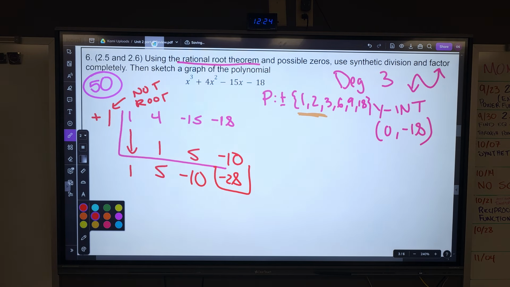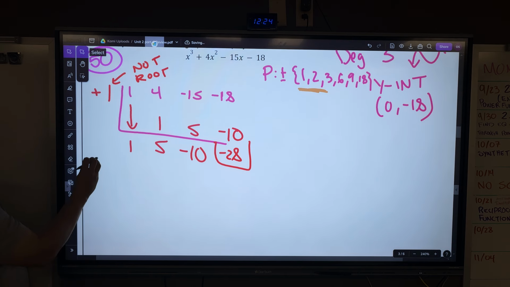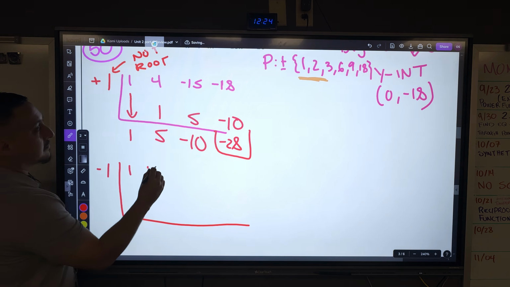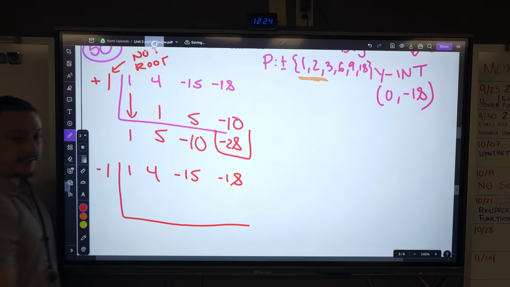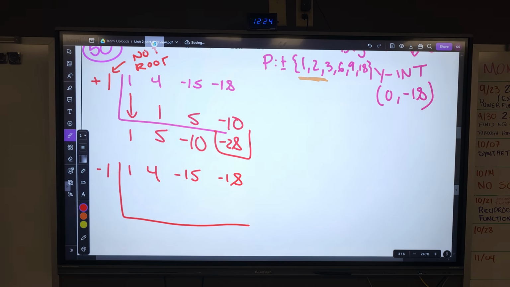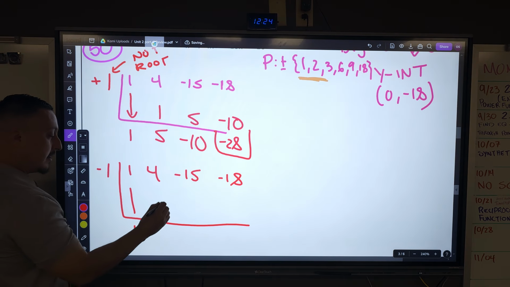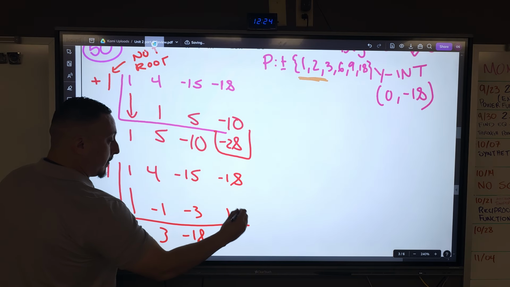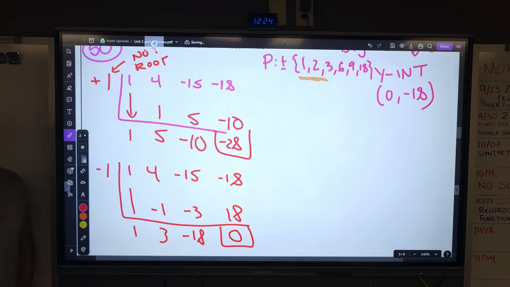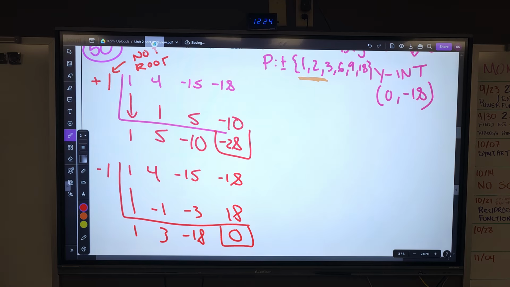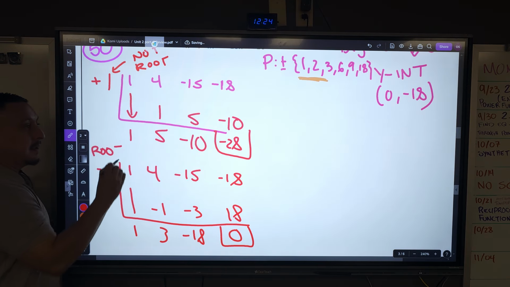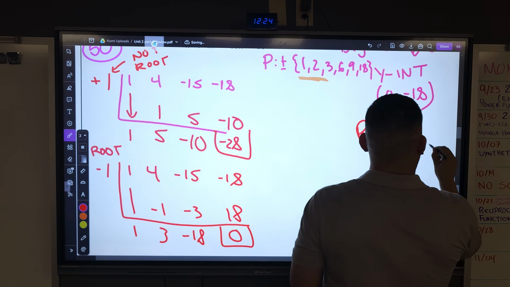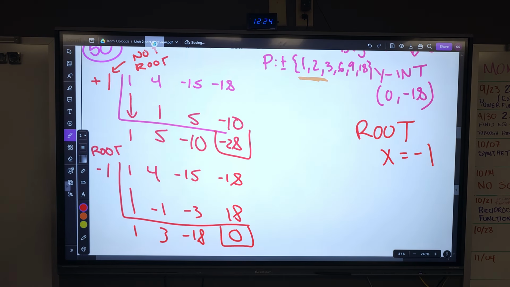So you try positive or negative 1. Okay, I'm going to try negative 1. The nice thing is once you get synthetic division down, it's smooth, it's fast, right? You just drop and add. Root. Okay, so we have a root. So our first root. Question up to that point, yes?